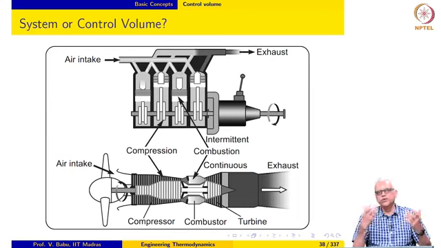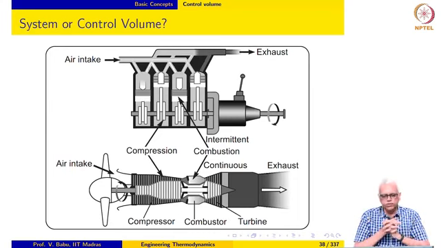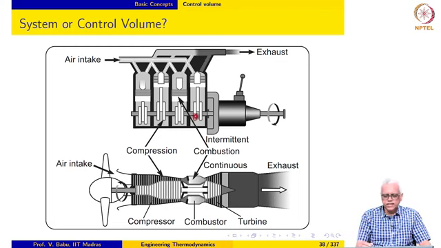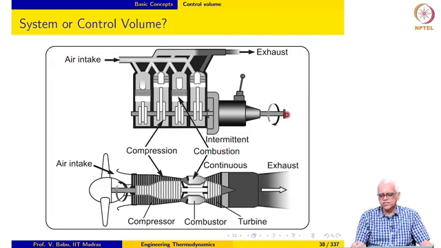Now, when do we use a control volume? When do we use a system? The answer to that question depends very much on the problem or the device that we are looking at, but some distinctions may be drawn. For example, here we have two devices. This is a 4-stroke internal combustion engine which is driving an automobile. You can see the gearbox, which is connected to the drive shaft. So, this drives an automobile.